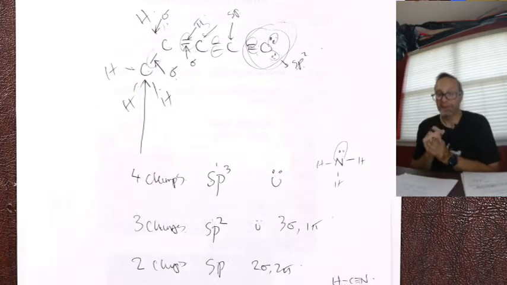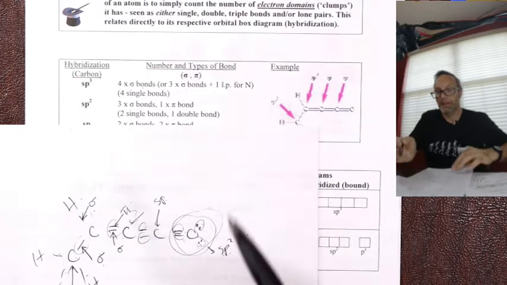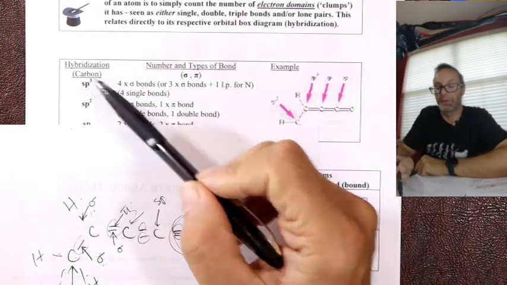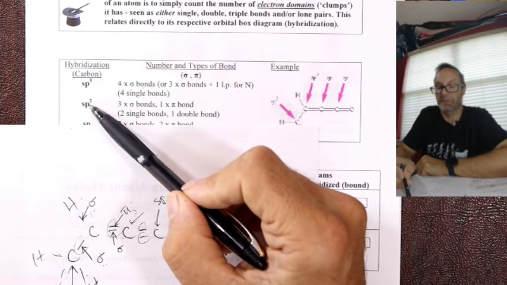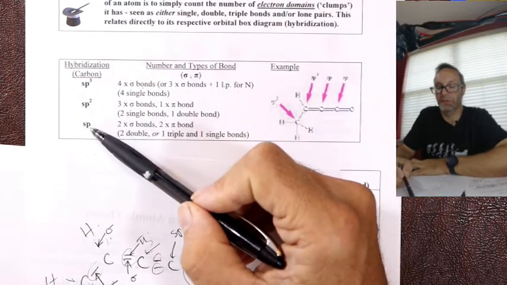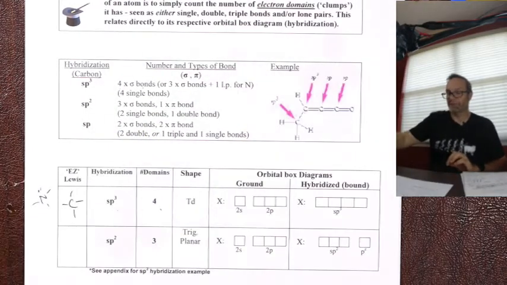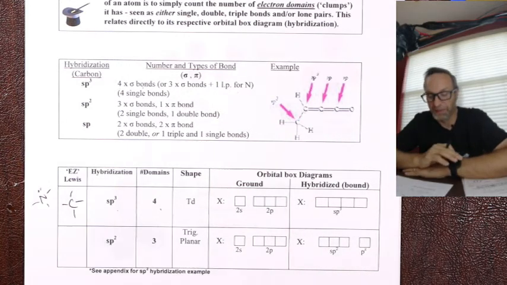We mostly talk about the hybridization of carbon in organic chemistry. 4 sticks, sp3, 4 atomic orbitals. 3 clumps, 3 atomic orbitals, sp2. 2 clumps, 2 atomic orbitals, sp. All right, so you're sure at some point to get a picture of a molecule and it says, hey, what's the hybridization of this particular atom?